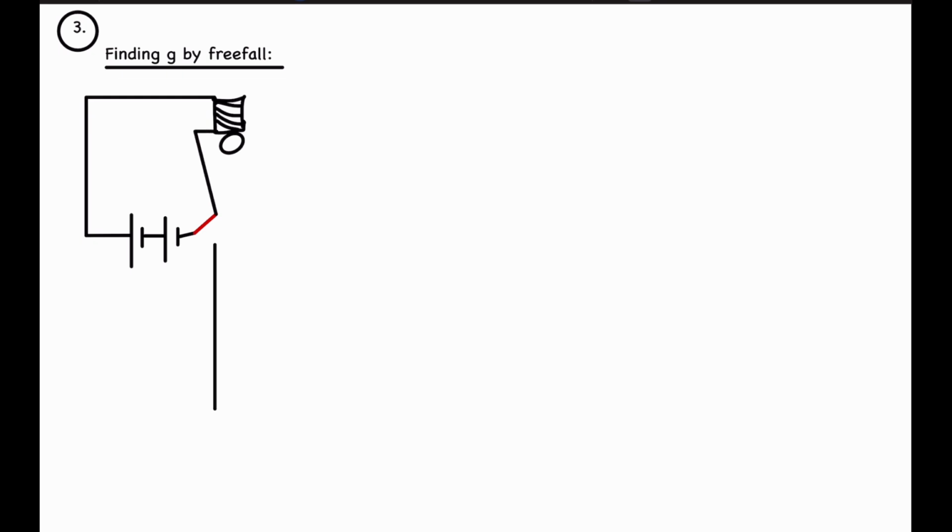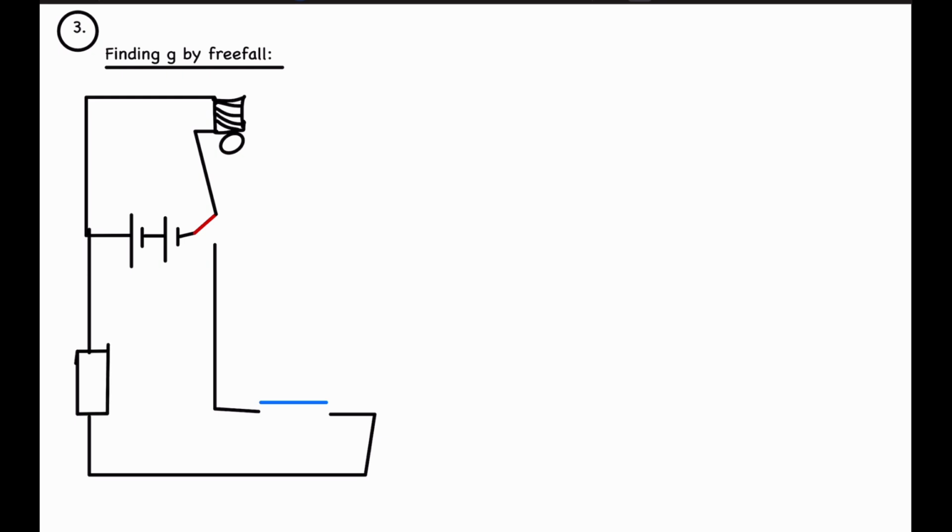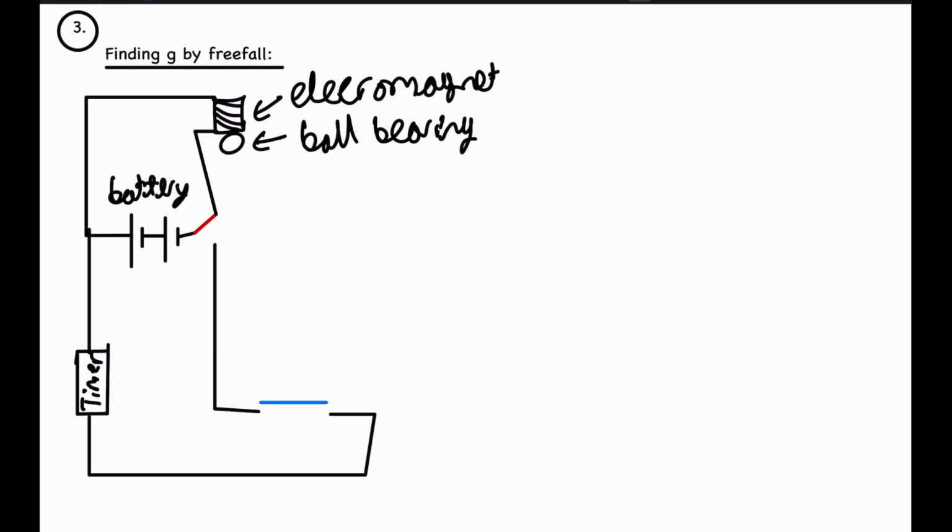So for finding g, this is the next practical, let's draw the apparatus for this. So you would have an electromagnet at the top like this, with a coil around it, and you have a ball bearing like this here. Then this would be connected to a circuit, a battery over here, and you'll have a switch over here, which is connected to the rest of the circuit over here. And then you have another part of the circuit down here, where you have a trapdoor, and next to a timer over here, connected to this part of the circuit, like that. So this is an electromagnet, this is the ball bearing, this is a battery, and this is a switch.